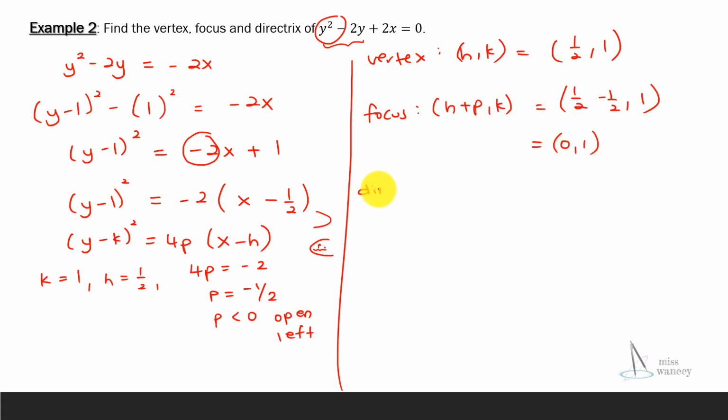Meanwhile, for the directrix, x should be equal to h minus p. So this is 1/2 minus (−1/2). So this is 1/2 plus 1/2. Therefore, x is equal to 1. So that is how we find the vertex, the focus, and the directrix.